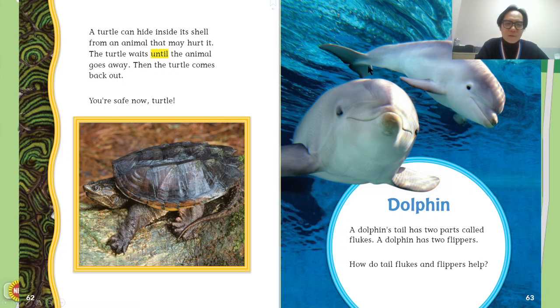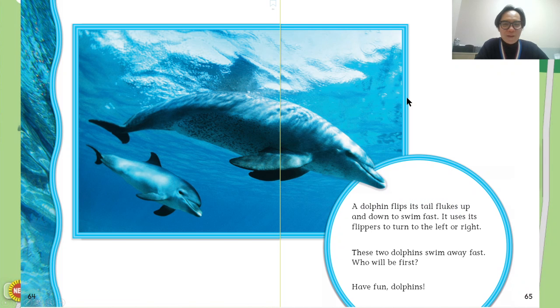How do the dolphin's flukes and flippers help? I'm sure you know. A dolphin flips its tail flukes up and down to swim fast. It uses its flippers to turn to the left or the right. These two dolphins swim away fast. Who will be first? Have fun, dolphins!